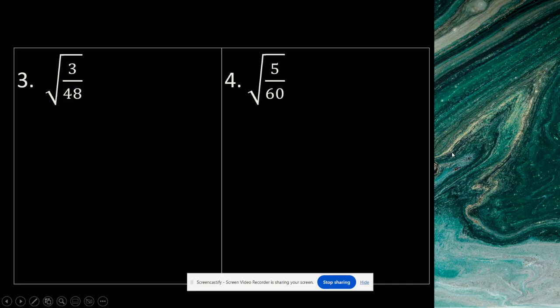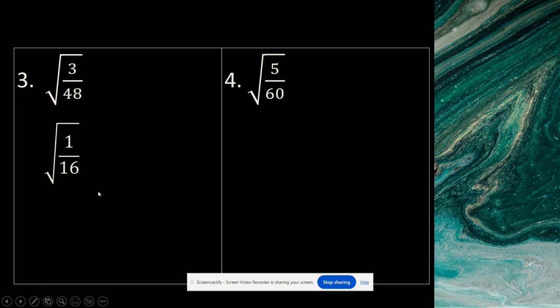If we look at number 3, I have the square root of 3 over 48. The first thing we want to do is simplify that. 3 over 48 reduces to 1/16. We should be familiar with being able to reduce a fraction. If you don't know, you can always put 3 over 48 into your calculator, and it's going to give you a decimal. Once you have that decimal, you can hit math, enter, and it'll give you the most reduced fraction form.